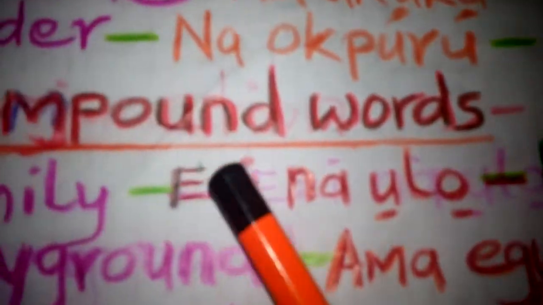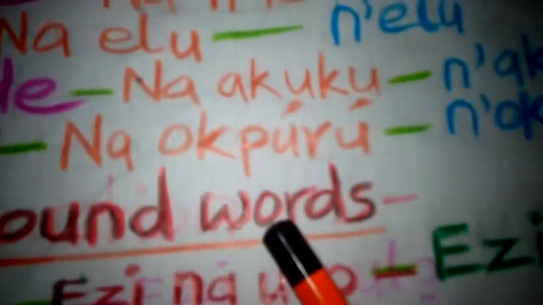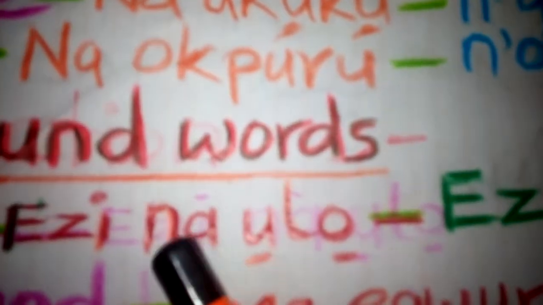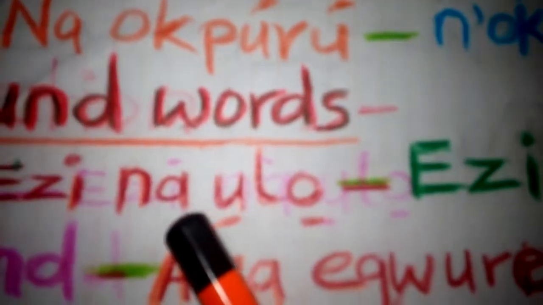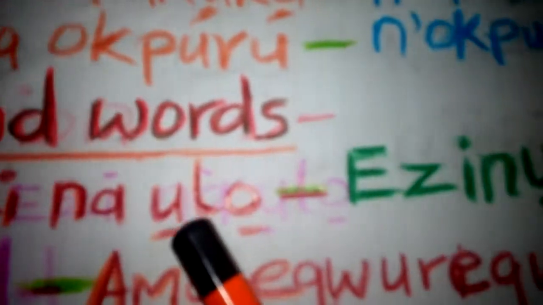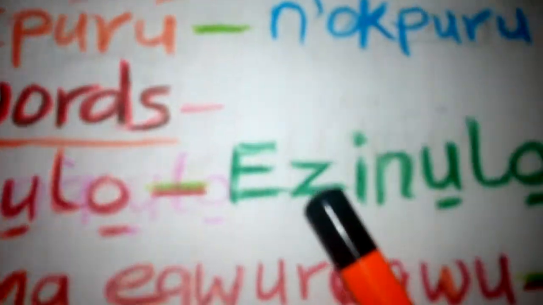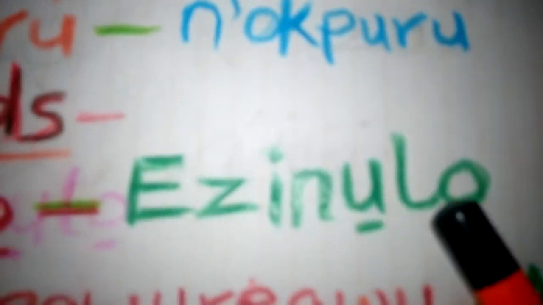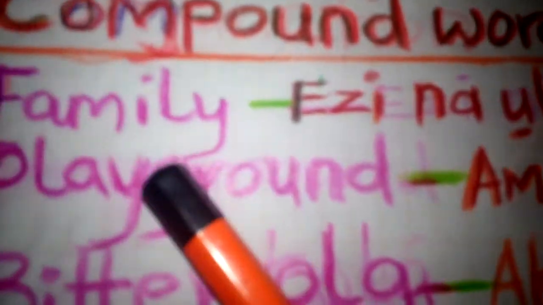Okay, but what we are trying to do here is a compound word. So what you are going to do, you still drop a. Okay, and put it ezinụlọ instead of ezi na ụlọ. We remove this a and make it ezinụlọ. Okay, ezi, nụlọ, we drop a. Okay, that's another place you can drop a.